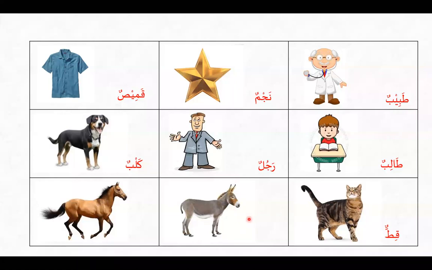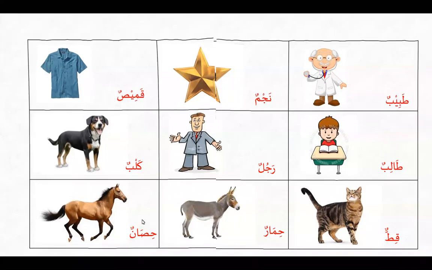Ma hadha, hadha himarun. Ma hadha, hadha hisanun. So you can ask questions. I can ask you, ahadha hisanun? And your answer will be la. Hadha himarun. Ahadha qalbun? La. Hadha qittun. Ahadha hisanun? Naam. Yes. Hadha hisanun. So we see the usage of these here, right? Moving on.